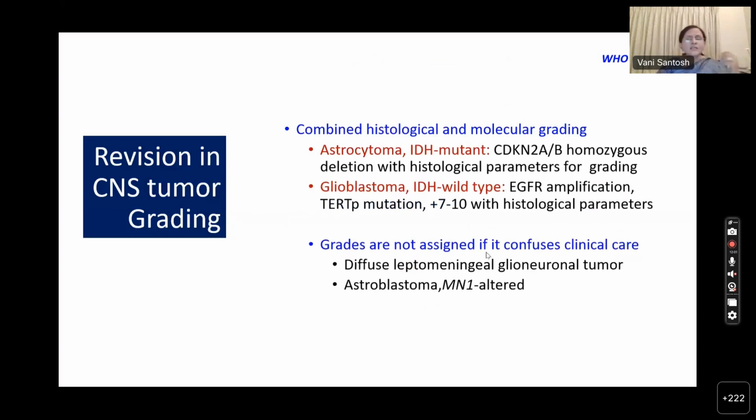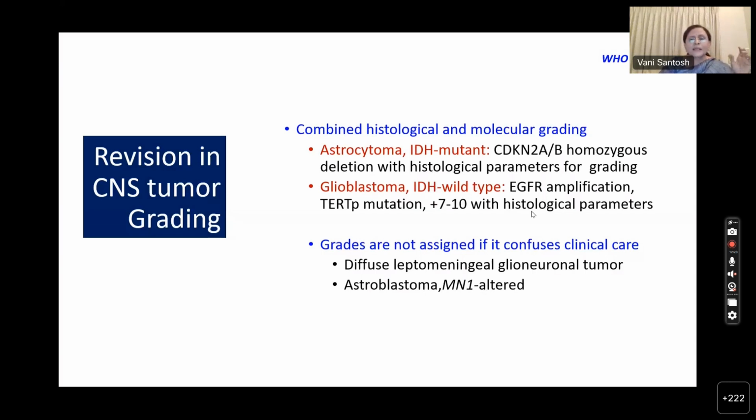A combined histological and molecular grading is applied to some tumor types. For example, astrocytoma IDH mutant. We'll come to these tumors. Now, we know that we can grade these tumors based on histological parameters, and we look at some of those histological parameters. But now we have one molecular parameter also that is included for grading, that is CDKN2A/B homozygous deletion, and we'll look at this a little more in detail subsequently.